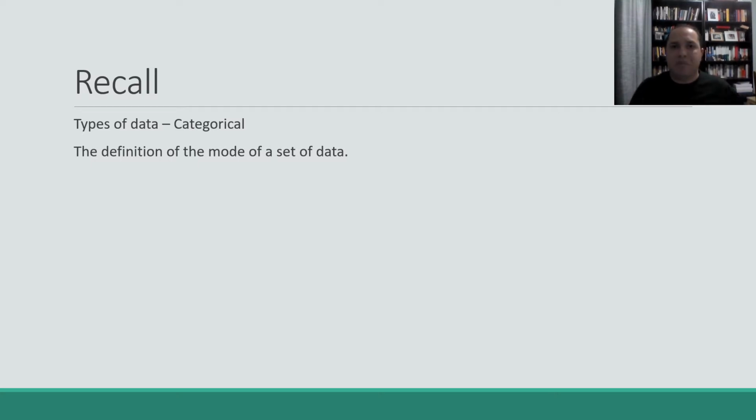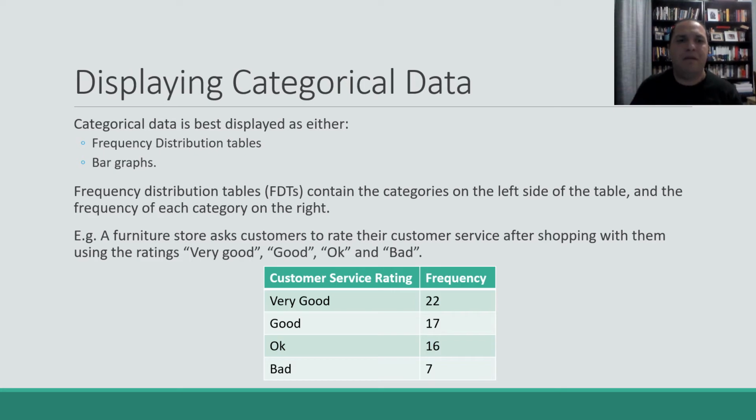Then also remembering what the mode of a data set is. So mode just means most common. What was the most common outcome of the set that we were looking at? All right. Now, categorical data is best displayed as either frequency distribution tables or bar graphs.